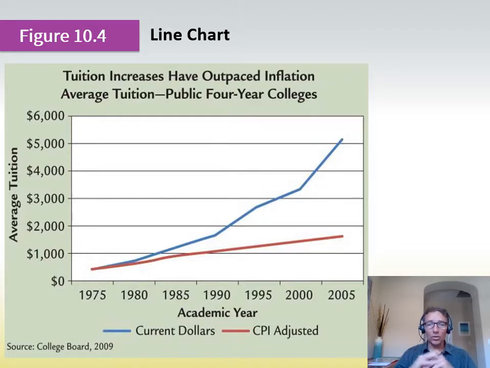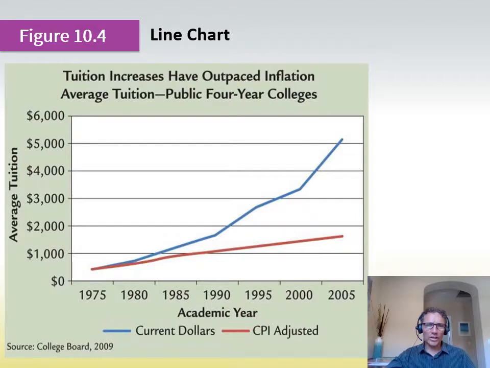In an analytical report, remember, please, you need those 4 components: figure, title, graphic, source. On this line chart example, we see the title, tuition increases have outpaced inflation. We see the graphic itself, current dollars versus consumer price index, adjusted dollars. And we see the source, College Board, 2009. Some of those previous examples didn't have a source. All of yours need to have a source.